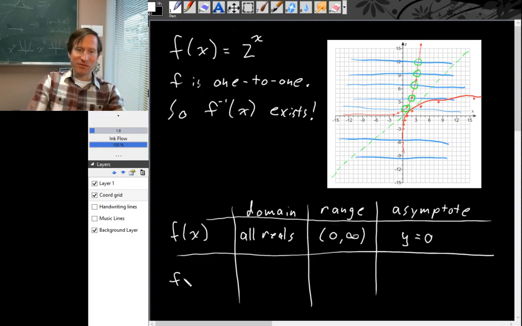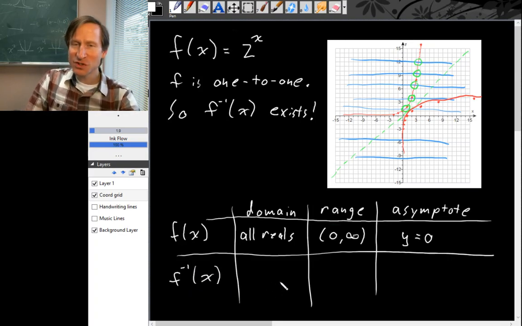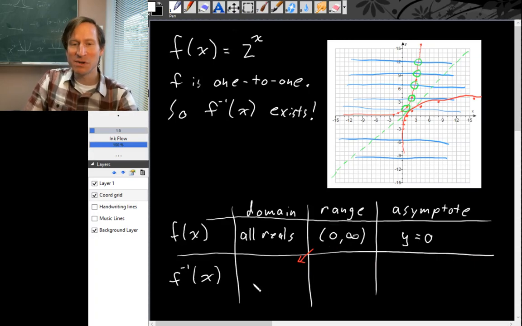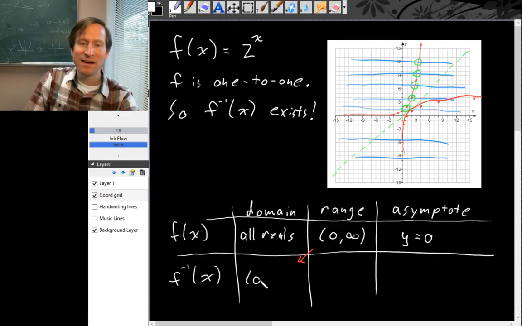And let's see if we can figure out the domain, range, and asymptote of the inverse function. Well, remember, inverse functions just switch inputs and outputs. The domain is all of the possible inputs for the original function. Since the inverse function just switches inputs and outputs, that means the range of the original must be the domain of the inverse function. So the domain of this inverse function is from 0 to infinity. Looking at the graph, that makes sense.